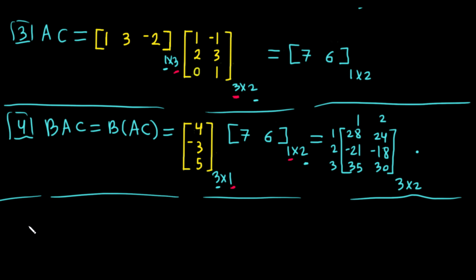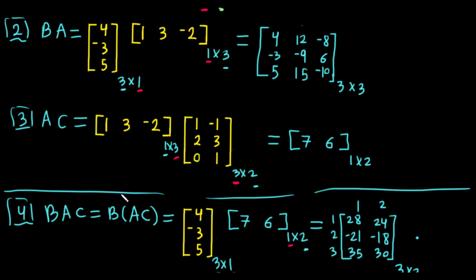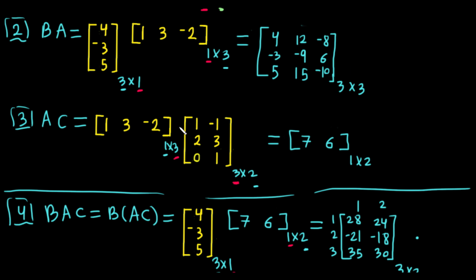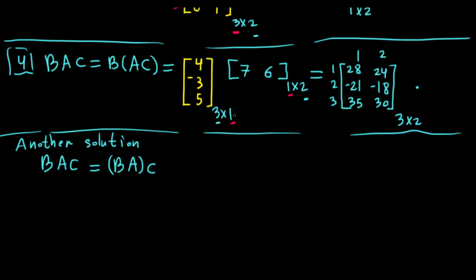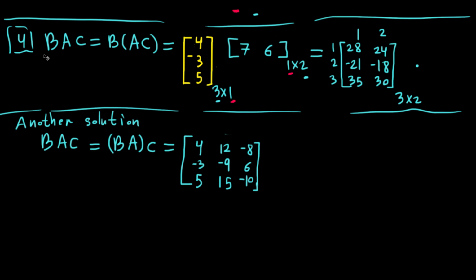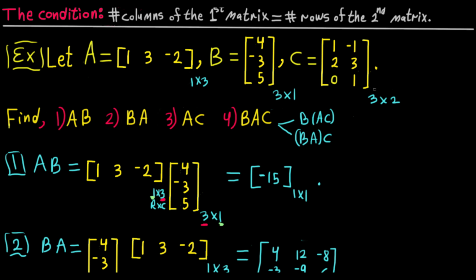Another way to solve this one, another solution. To find this BAC, you can find it as B multiplied by A here, this bracket. I put a bracket to mean I have used the second question, which is here BA, multiplied by C. So here we have computed BA. I will copy it. Equal this BAC from the second question. And C here, we have to multiply here by C, which is this one.